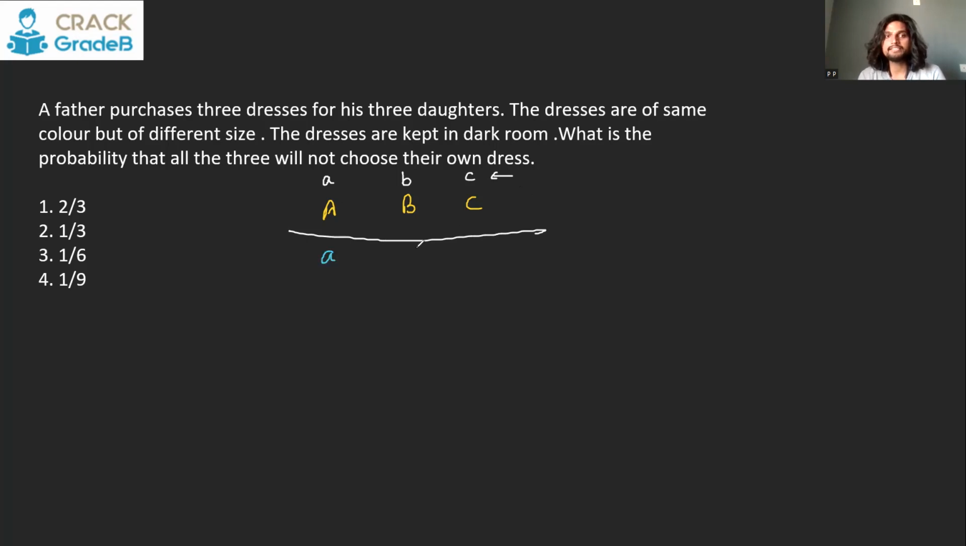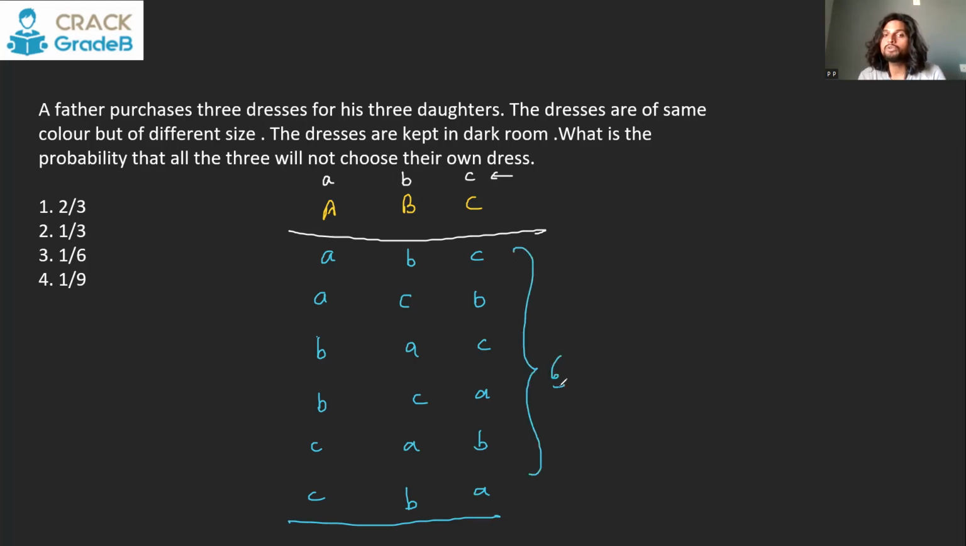It might happen that A selects A, B selects B, and C selects C. Or A selects A, B selects C, and C selects B. So basically, we are just arranging A, B, C in different ways. Then ABC done, ACB done. Then BAC and BCA. Then CAB and CBA. So it is like arranging 3 people in a row. So there are a total of 6 possible outcomes.